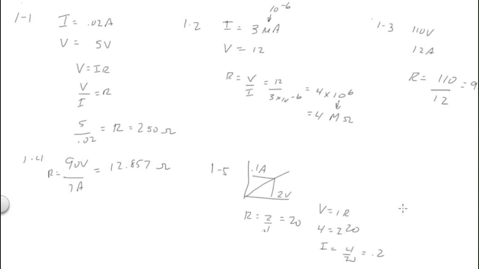And at 8 volts, now 8 is equal to I times 20. So here I is equal to 8 over 20, or 0.4 amps. Okay, so that's 1-5. Now, the next one is 1-6. Clean our page up here. Okay, so 1-6.